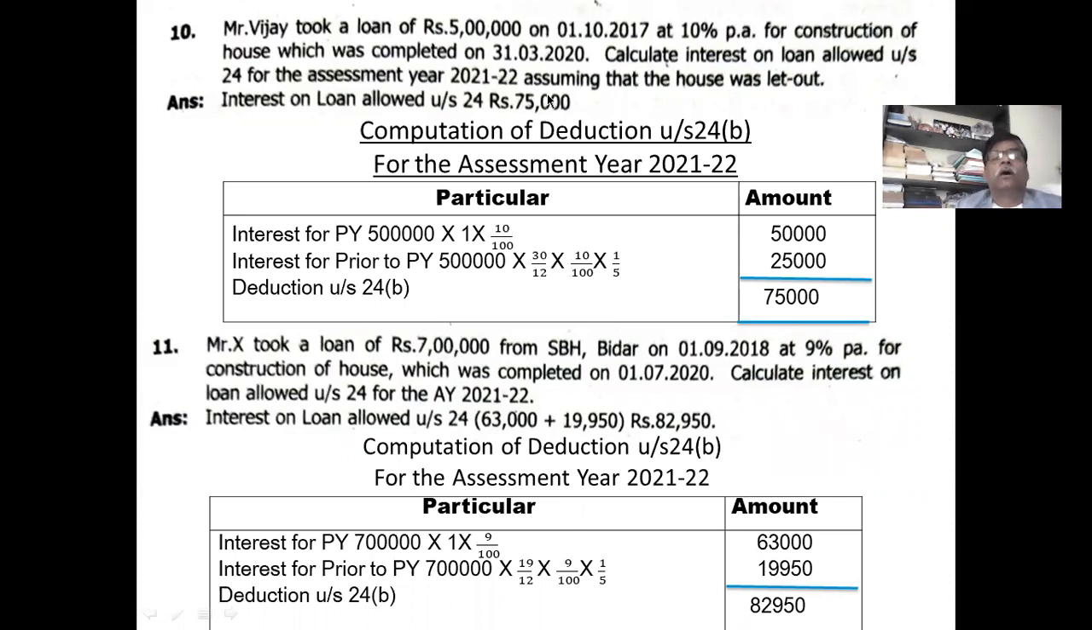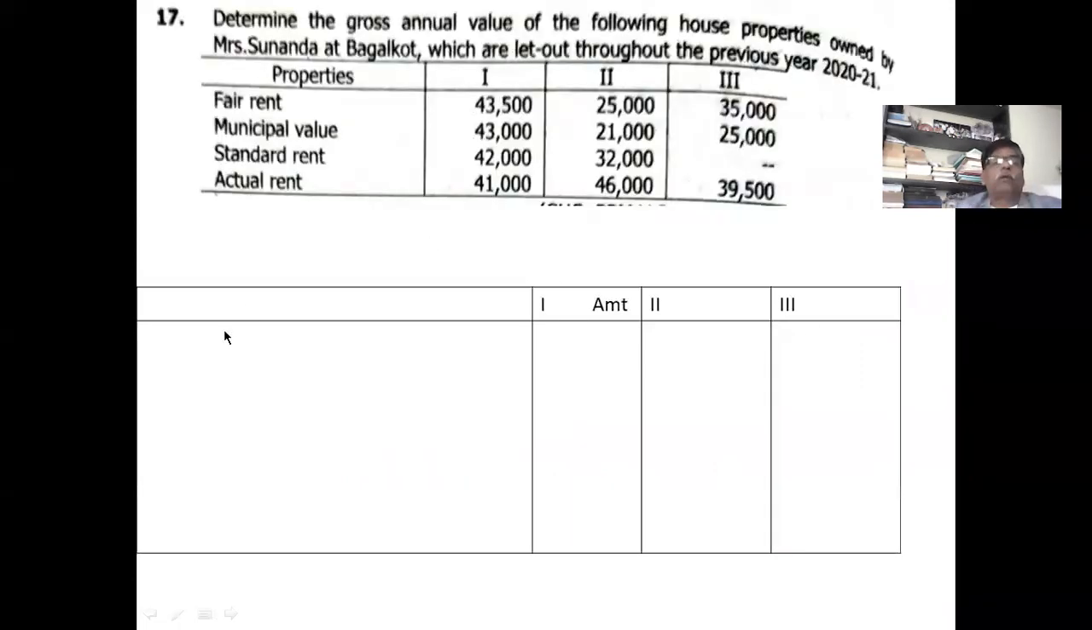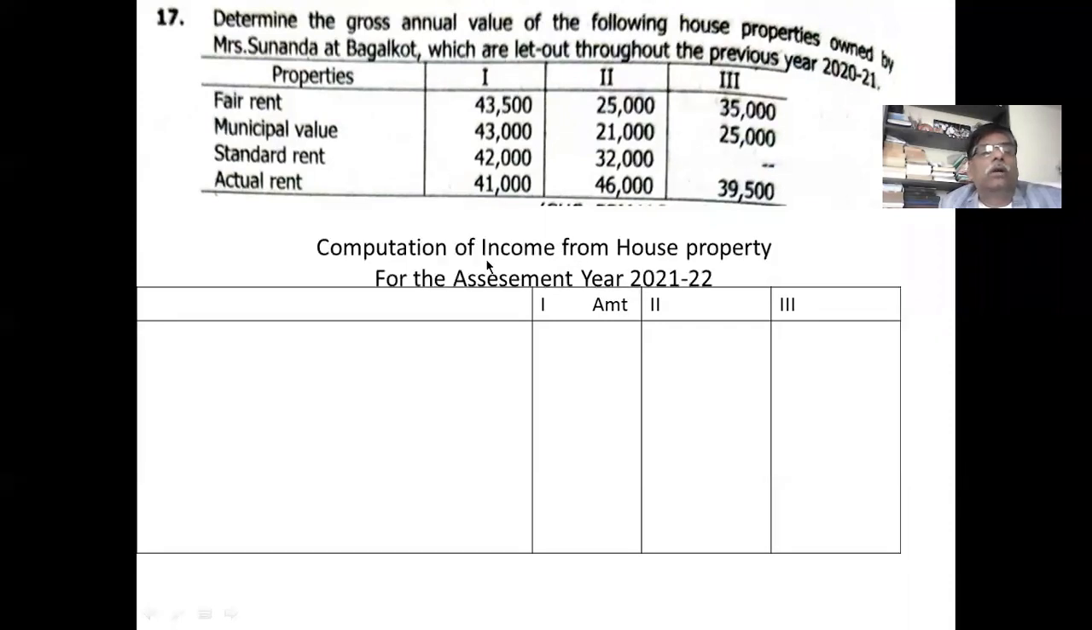Okay. How to calculate interest on loan? You see this problem, calculation of gross annual value. They ask to calculate gross annual value of 3 properties: property 1, property 2, property 3. Out of these 3 properties, they ask to calculate the gross annual value. You write gross annual value, not the income from house property.